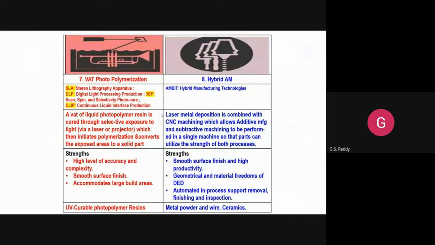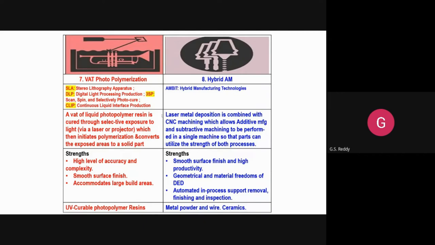The seventh one is vat photopolymerization. This process has several names like SLA, stereolithographic apparatus, DLP, digital light processing, 3SP, that is scan, spin, and selectively photocure, and CLIP, continuous liquid interface production. In this process, a vat of liquid photopolymer resin is cured selectively via laser or projector, which initiates polymerization and converts the exposed areas to a solid part. The strengths of this process are a high level of accuracy and complexity, a smooth surface finish, and it accommodates large build areas.